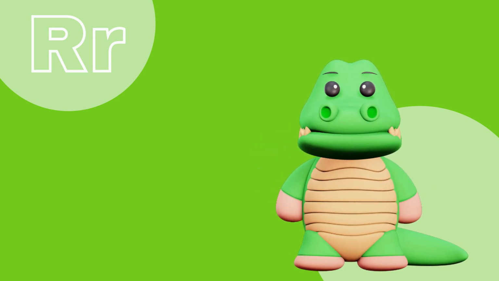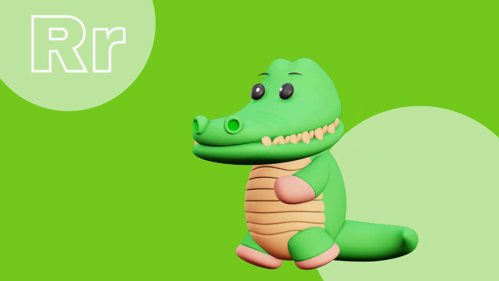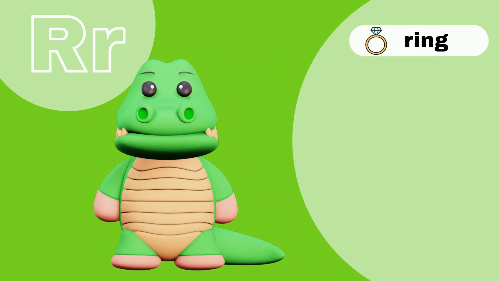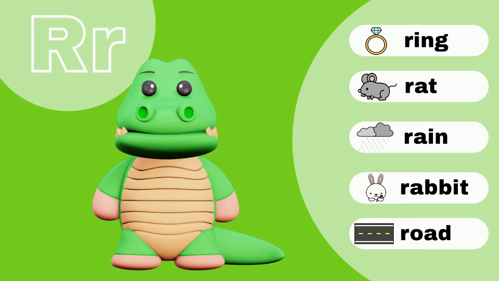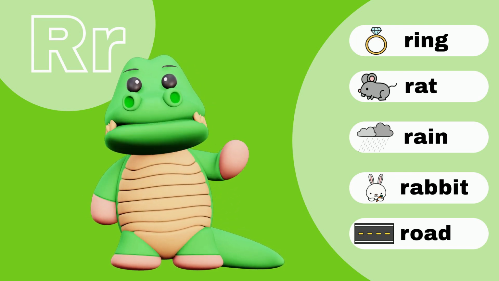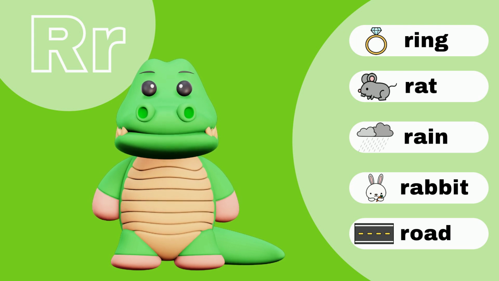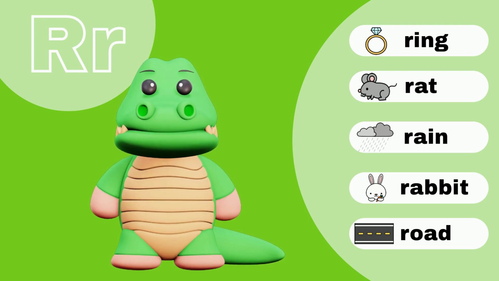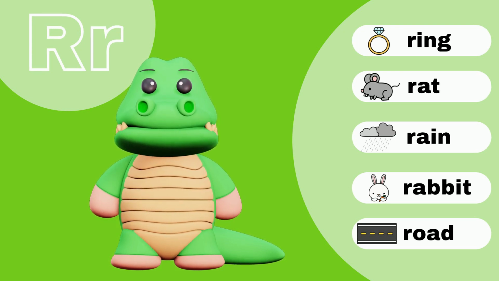Now you try. Nicely done. Let's look at some words that start with the letter R sound. Ring, rat, rain, rabbit, road. Those words all start with the letter R sound. Let's say those words together this time. Ring, rat, rain, rabbit, road.